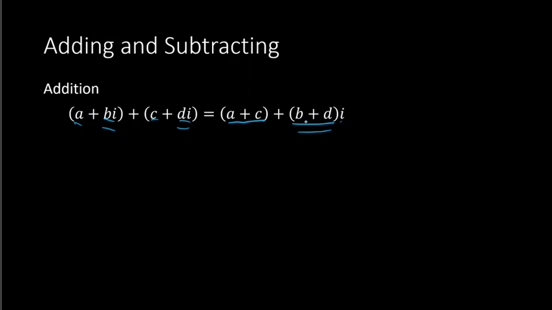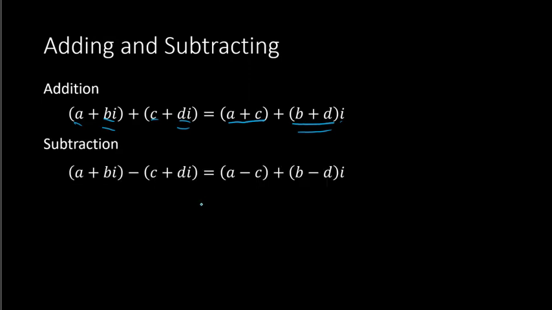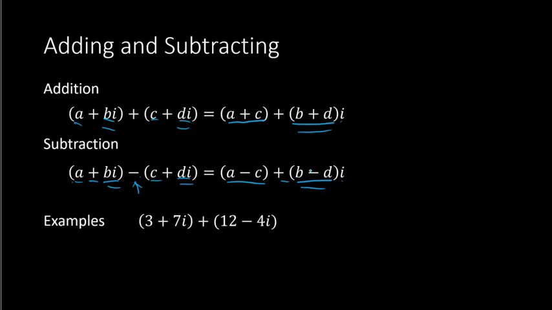All right, and same idea for subtraction. If we have a minus sign connecting, so we have a plus bi minus c plus di, what we do is we take a minus the c, put those together, that's the real component, and then plus, because of that plus sign there, bi minus di. So we do b minus d, and then put the I out at the end. All right, so that's maybe confusing with all letters. Let's try an actual example with numbers.